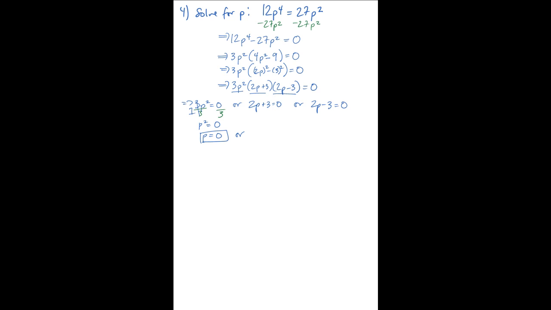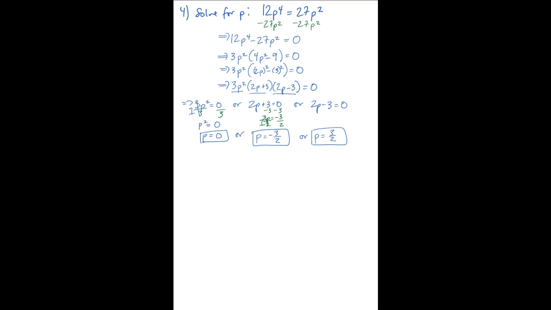Here, I can go ahead and subtract 3 from both sides. So I get 2p equals negative 3. And then if I divide both sides by 2, I will get p equals negative 3 halves. Similarly here, if I do the solution, I will get p equals positive 3 halves.